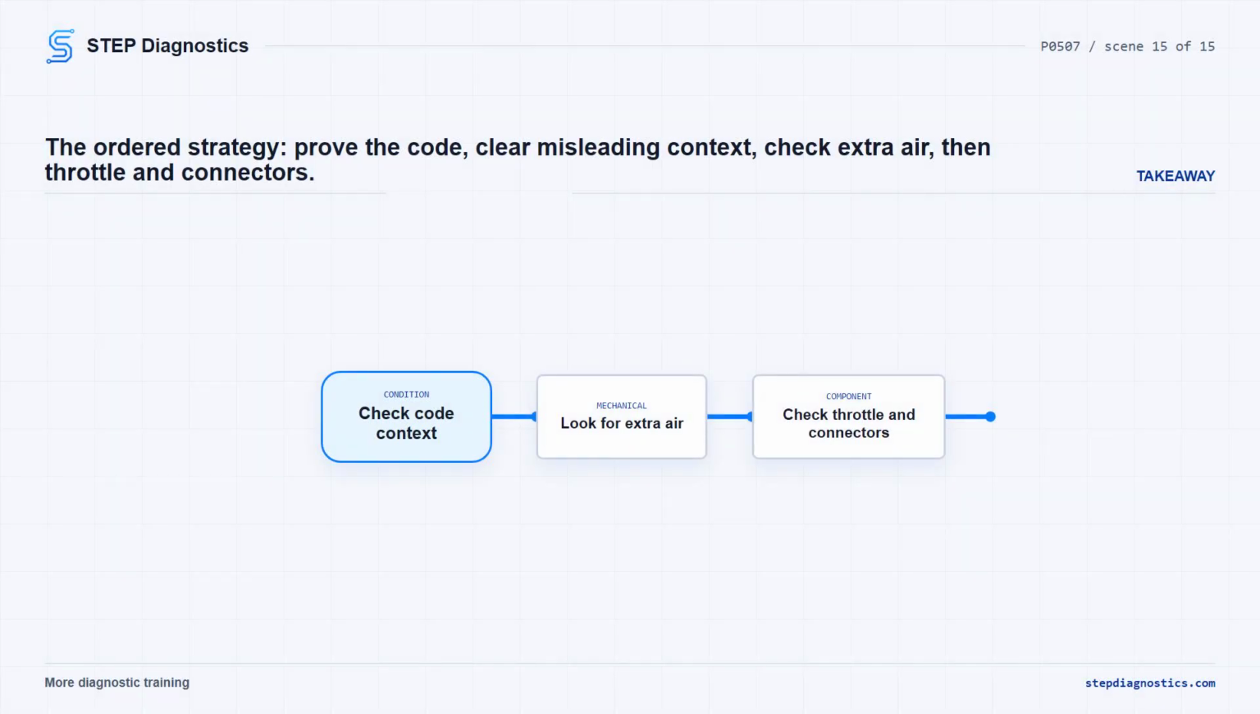The key with P0507 is not to jump straight to a throttle body. Prove the code is active. Clear any code context that can mislead the idle rationality test. Check for extra air through the PCV and vacuum system. Then work through throttle body operation and connector integrity in order.